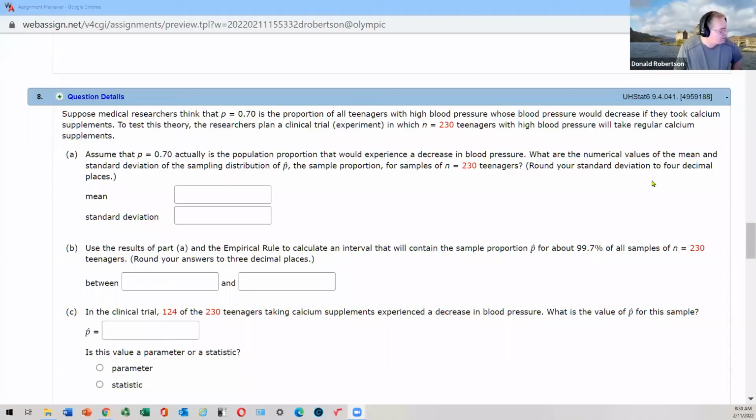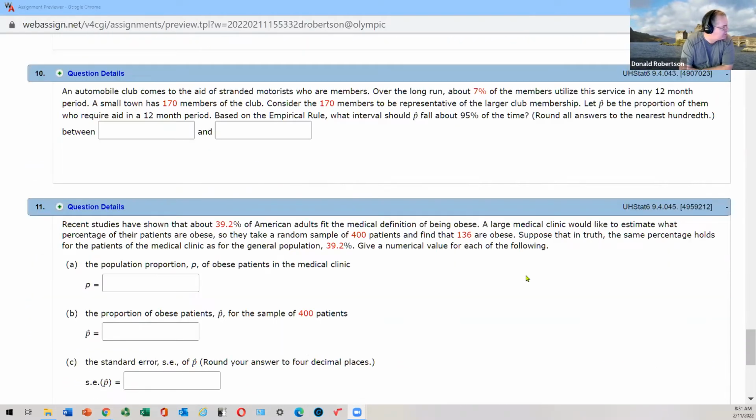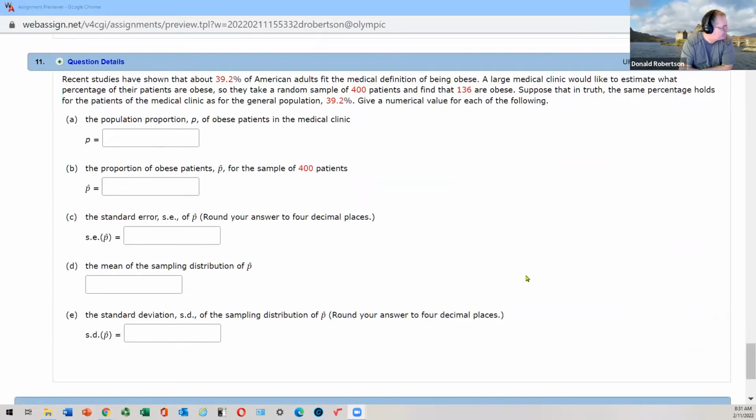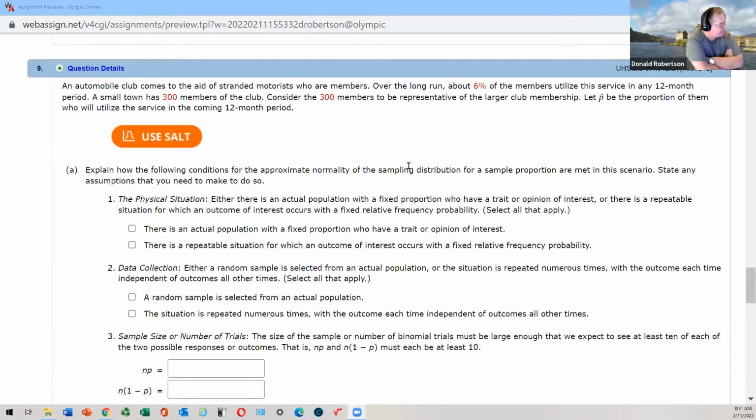So here, where are we? Okay, so this should be question 8 from our homework, chapter 9. Suppose that a medical researcher thinks that 70% of all teenagers with high blood pressure, oh no, we've done the calcium one, I'm not doing that again. Right, let's do, yeah, let's do this one here, question 9.